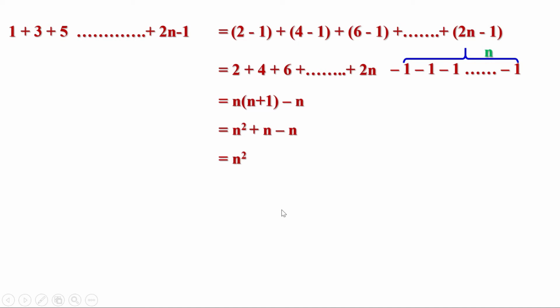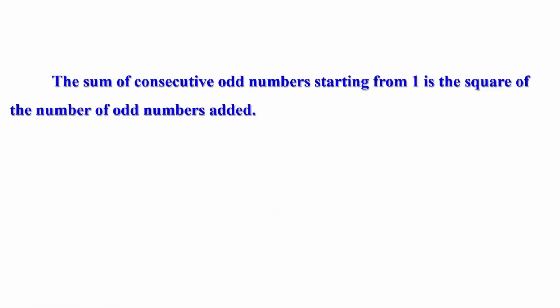Let us check. When you take one odd number, the sum is 1 itself. That is 1 square. When you take two odd numbers, 1 plus 3, that is 4 or 2 square. When you take 3 odd numbers, that is 1 plus 3 plus 5, that is 3 square or 9. So we can say the sum of consecutive odd numbers starting from 1 is the square of the number of odd numbers added. Or we can say sum of first n odd numbers is n square.